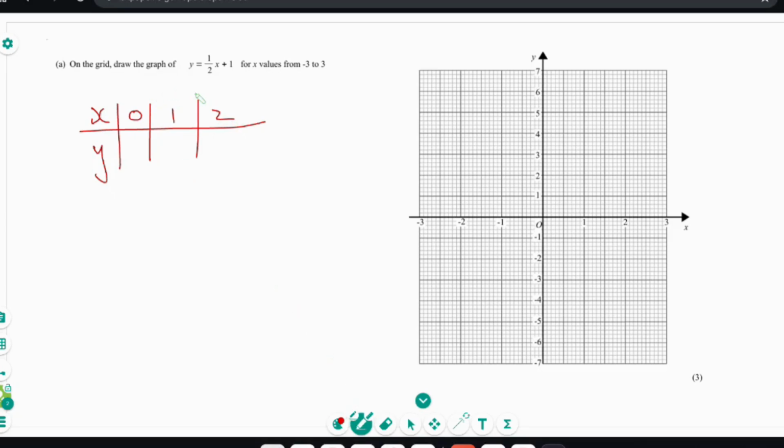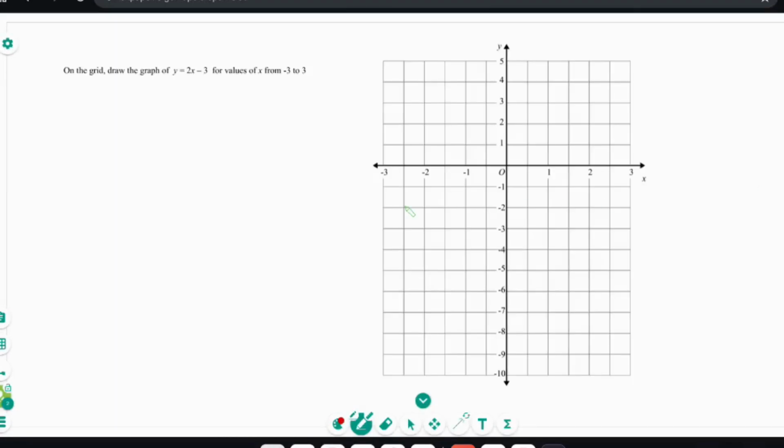So if x is 0, half times 0 plus 1 is 1. Half times 1 plus 1 is 1.5. Half times 2 plus 1, 2. So (0, 1), (1, 1.5), and (2, 2). But just make sure you draw your line all the way through your grid. There we go. There's the graph of y equals a half x plus 1.